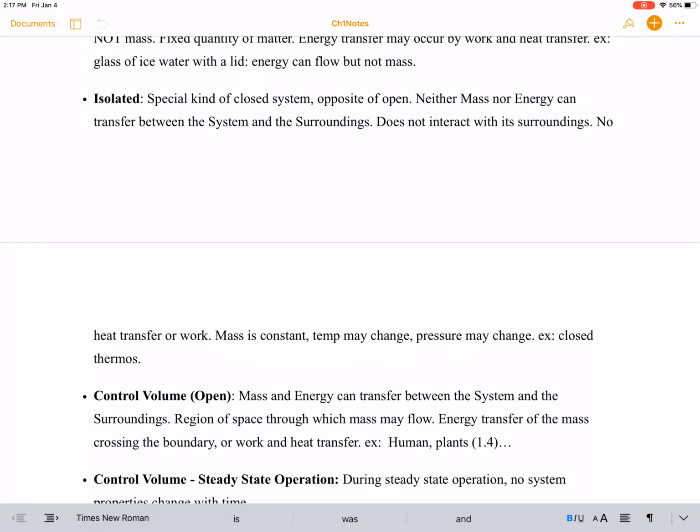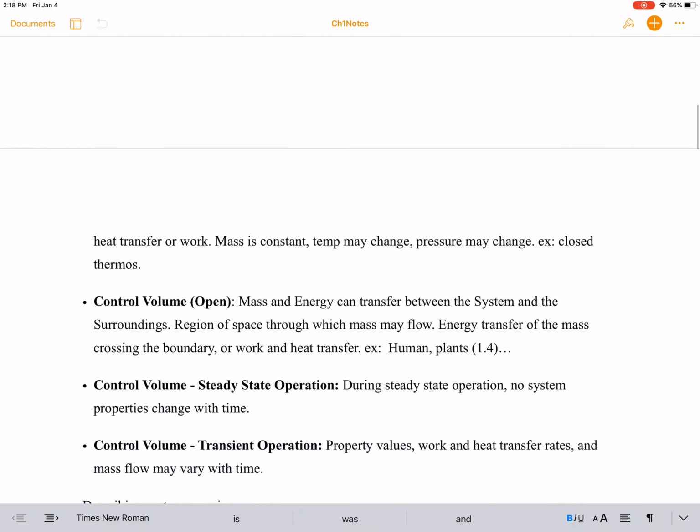Pressure may change. But an example of this would be a closed thermos. So we have the thermos, and differently than the glass of ice water, where the glass interacts with the surroundings, a thermos is insulated, and so it doesn't interact with the surroundings. So if we have an isolated system, then it is insulated from the surroundings.